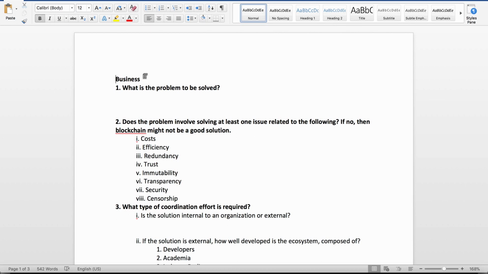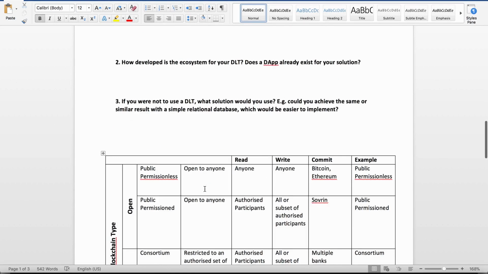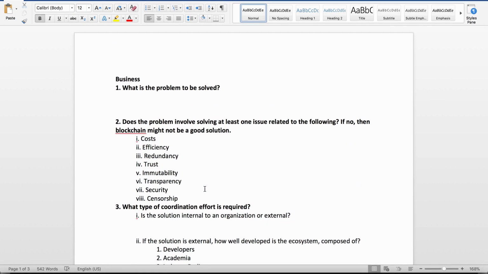As you will notice, if you download the file, the framework is split in different sections. You have the section called business, then technology, and then finally legal. Obviously, when you start looking into the use of blockchain, you're going to start with business, right? So what is the problem that you're trying to solve?